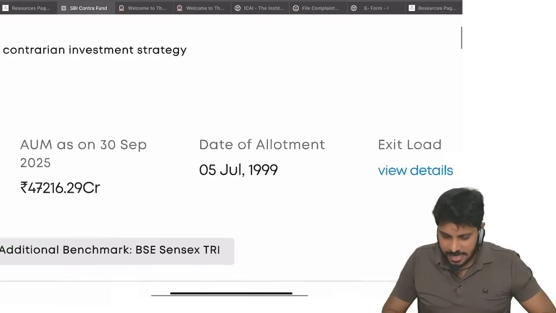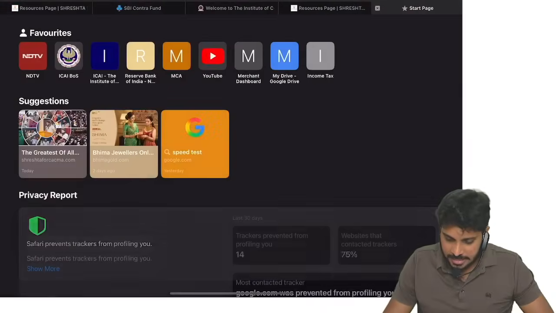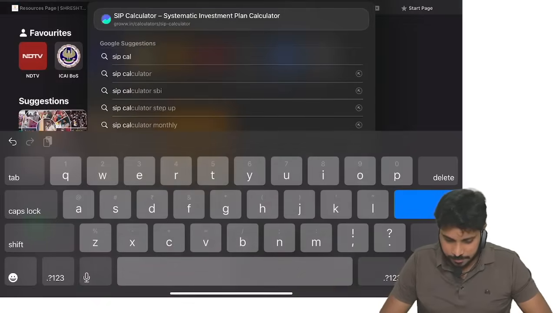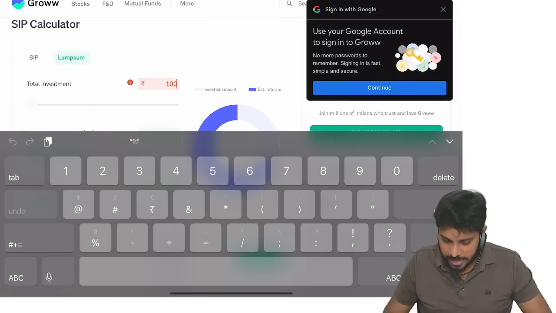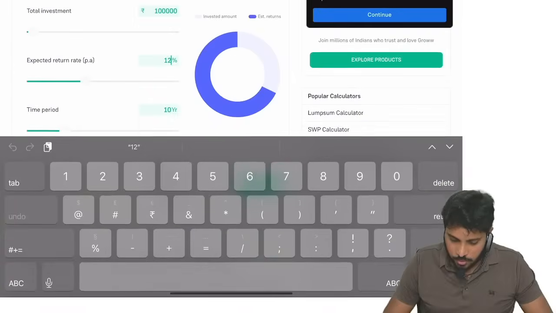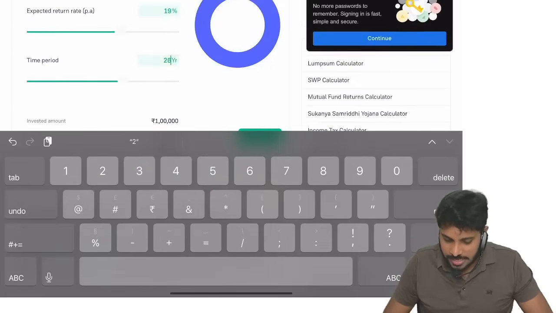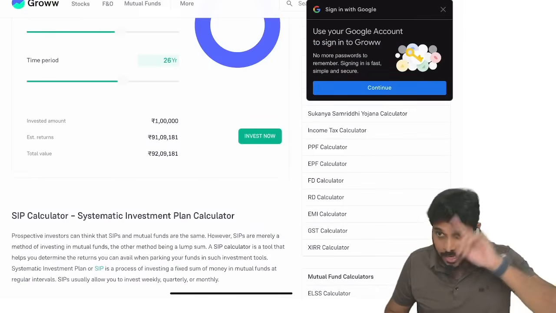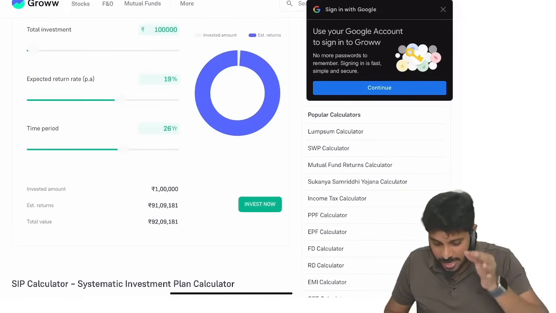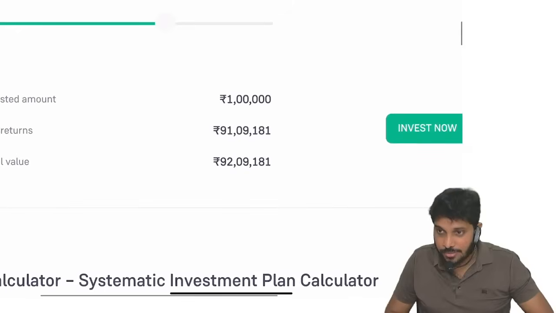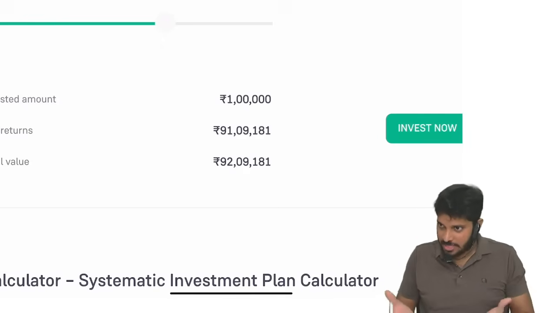In July 1999, for example, there is something called the SIP calculator. I'll just show you. Lump sum amount I'll invest. How much will I invest? 1 lakh. What is the rate of interest? Just now we saw 19. How many years back? 26 years back, correct? 1999. In SBI Contra Fund, if I invested 1 lakh, annual rate of return 19%, and 26 years after, what is its value? How many times has it grown? 92 times. With record I am showing.